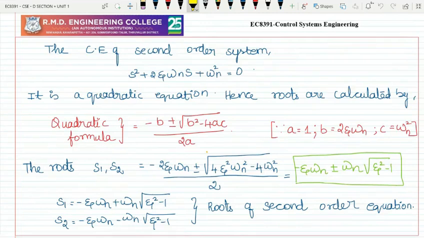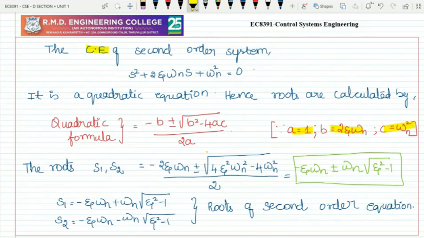Now, let us take the characteristic equation. As I already told, we have to equate the denominator portion to 0. It is a quadratic equation, so we have to use the quadratic formula: minus b plus or minus root of b square minus 4ac by 2a. Identify your a, b, c values, then substitute them, and we get these two answers.